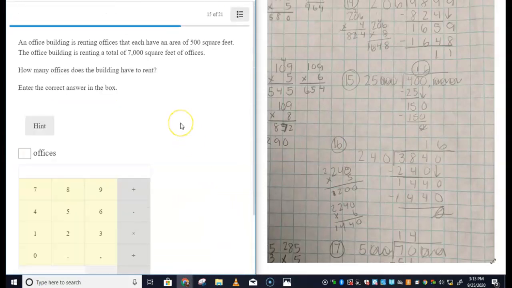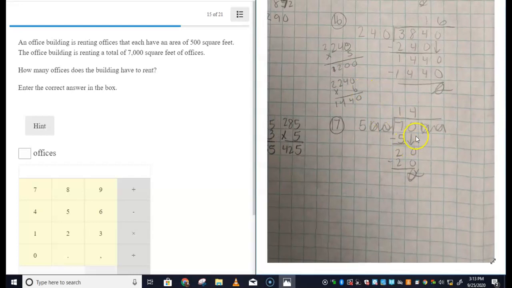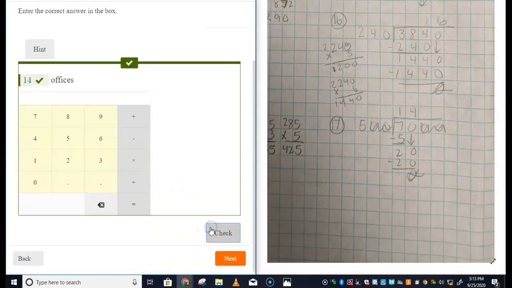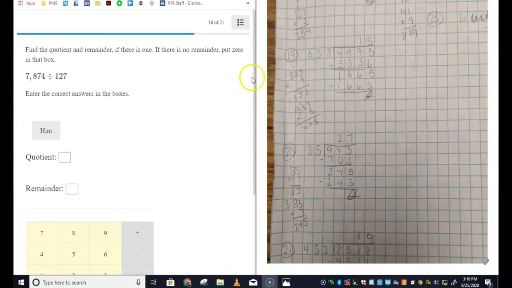Next. An office building is renting offices that each have an area of 500 square feet. The office building is renting a total of 7,000 square feet. So down here, I did 7,000 divided by 500, and I got 14 as my answer. Okay, we're going to be moving on, and these next 6 are straight right to the point. Some will have whole number quotients, and some will have a remainder. Not all of them will have a remainder, some of them will not.